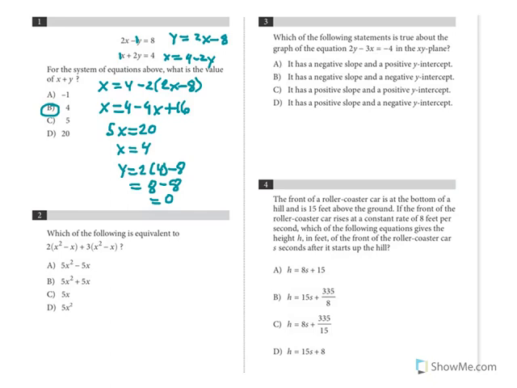Which of the following is equivalent to 2 times the quantity x squared minus x plus 3 times the quantity x squared minus x? Now looking at that right there, seeing that we have x squared minus x attached to both coefficients, we can treat these as like terms and just add 2 plus 3, which is 5, x squared minus x. Now distributing, 5x squared minus 5x, answer choice A.